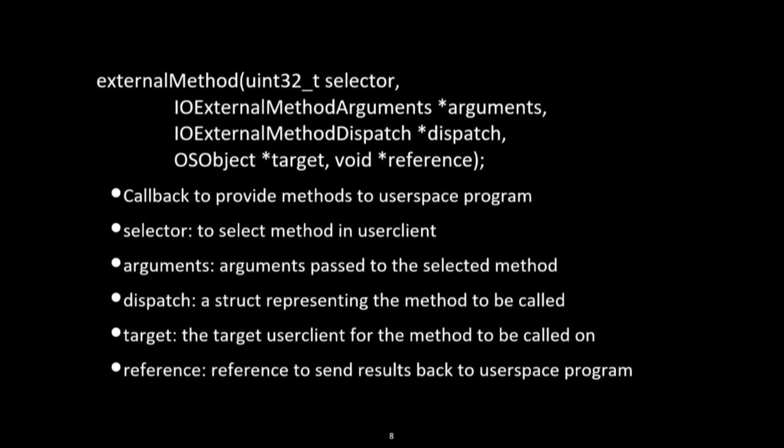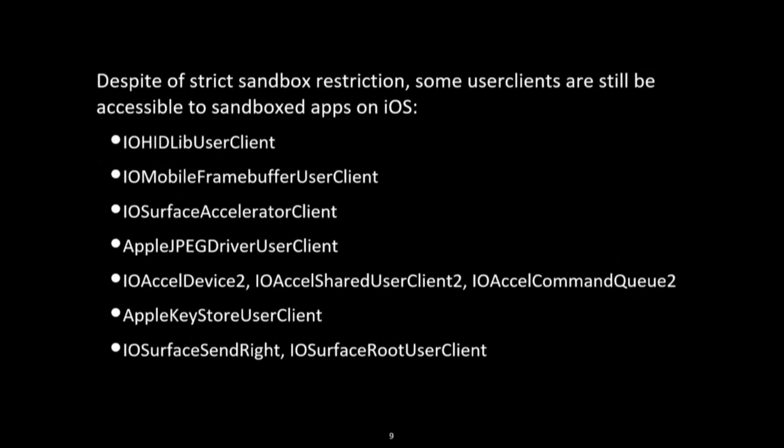The most important callback method is the external method, which provides the methods to user space programs. The selector is used to select the method in the user client. Arguments are passed to the selected method. Dispatch is a struct representing the method to be called. The target is the target user client for the method to be called on. Reference is the result, which is sent back to user space. Despite the strict sandbox restriction, some user clients are still accessible to sandboxed apps on iOS, for example, IOHIDLib user client and IOServiceRoot user client.